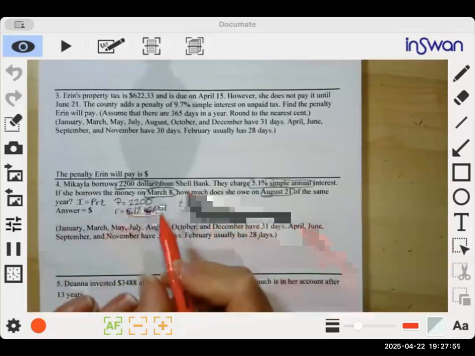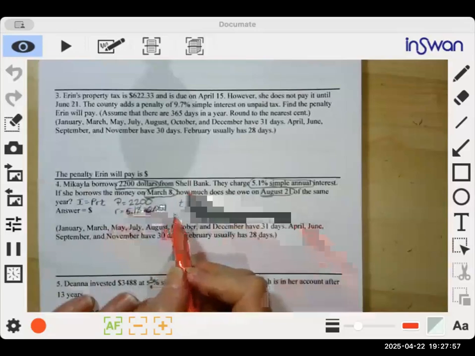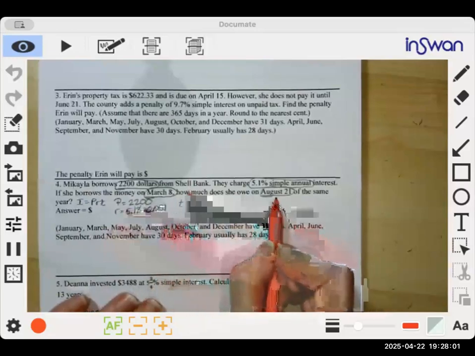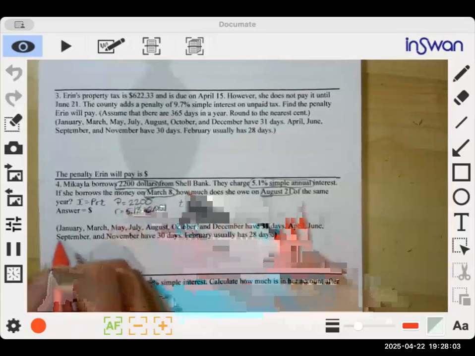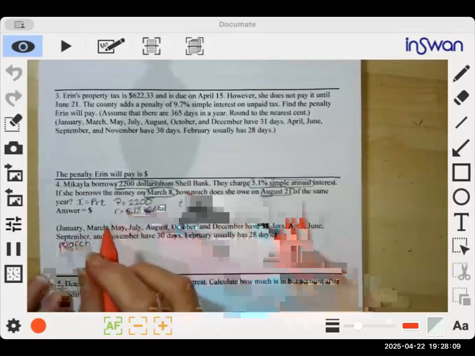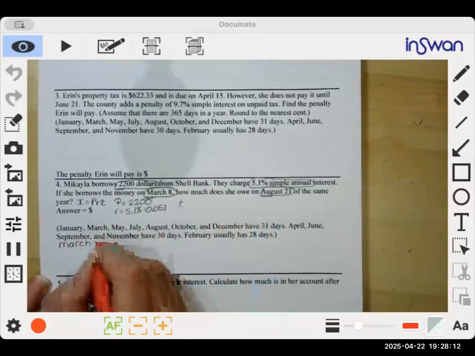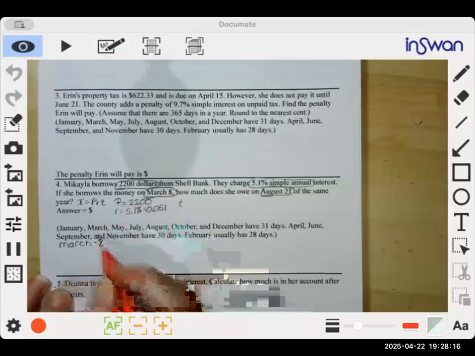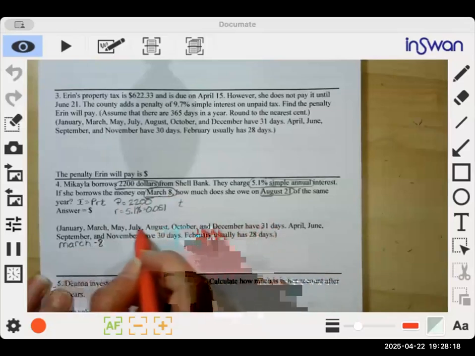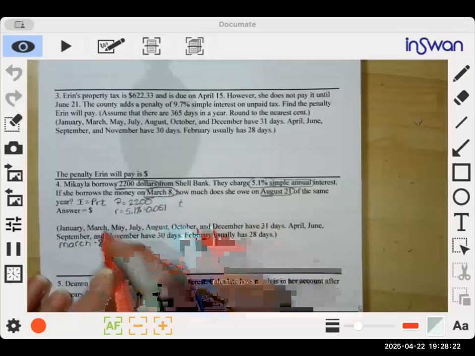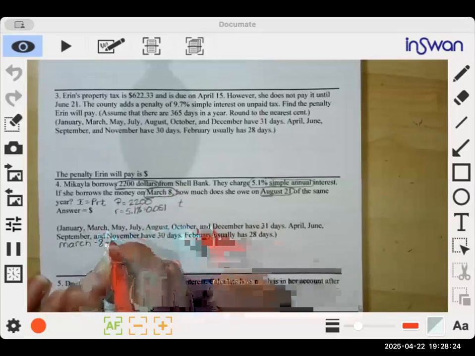All right, so we're going from March 8th through August 21st. So let's start by doing the March days. March is the 8th through, it's in the line here with 31 days. So the 8th through the 31st.